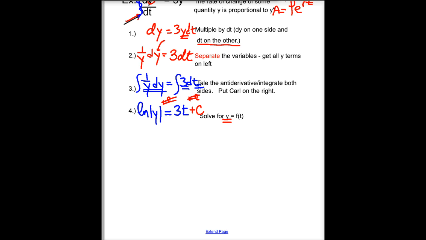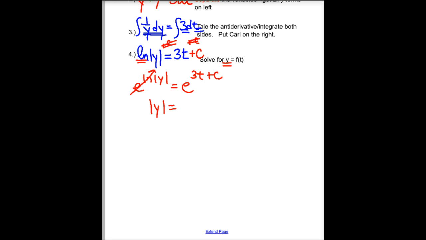So my goal is to solve for y, and the inverse function of the natural log is to raise e to that power. So both sides are going to go e to the, all right, e to the ln, inverse operations, just gives me absolute value of y. And over on the right, I have e to the 3t plus c. Now I'm going to use an exponent property: when I have the same base, I add exponents, and I'm going to split that up.